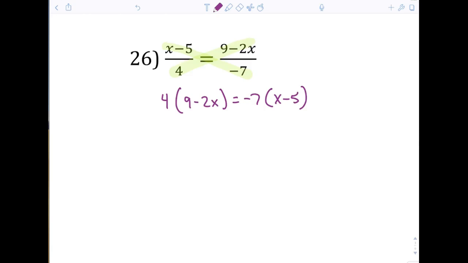Okay, now distribute. Come on. That times that, that times that. That times that, that times that. Let's see. 6 minus 8x, negative 7x plus negative 7.